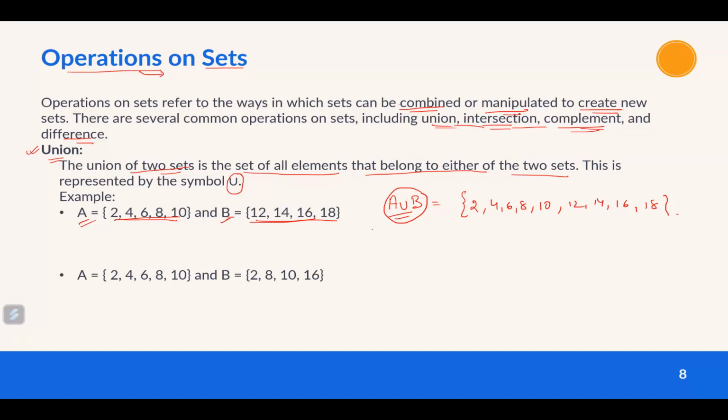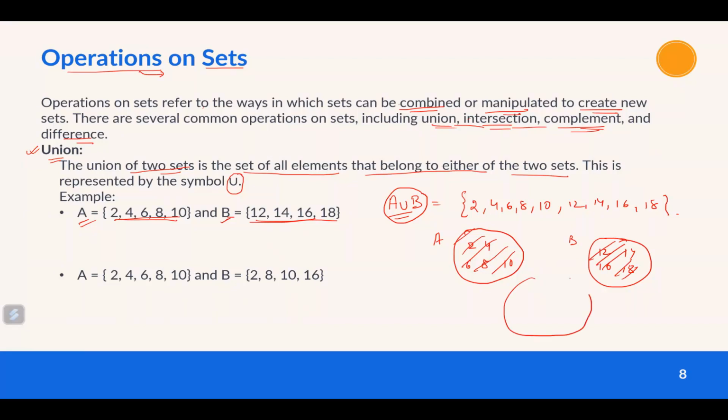Now you can draw a Venn diagram similarly. So if you have set A, it will be 2, 4, 6, 8, 10, and a set B which contains 12, 14, 16 and 18. So A union B will include both these sets, this set and this set, right? So it will be another set, A union B, and it will contain both these elements.